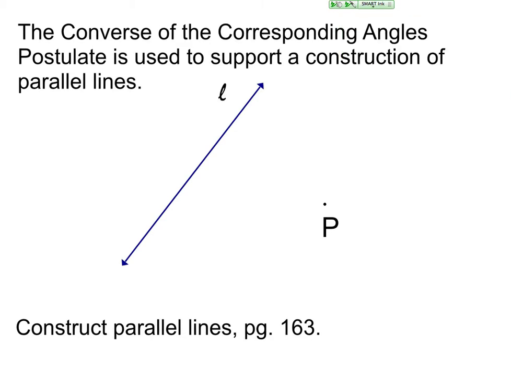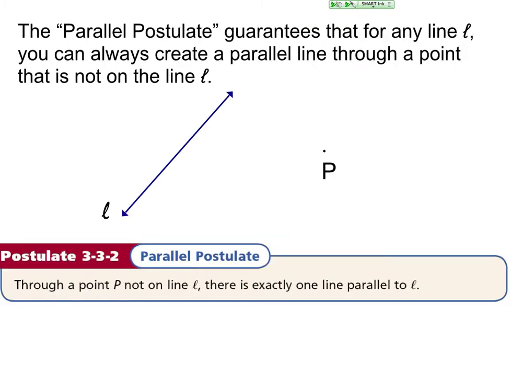Now, what I had you do earlier was with the protractor. The parallel postulate is actually what guarantees that there is a parallel that you can create. The parallel postulate says through a point that's not on a line, notice I've got the line and the point P that's not on it, there is exactly one line parallel to L that goes through that point. So there is such a line and there's only one. As far as a picture to go with the parallel postulate, start with a line and a point that's not on it.